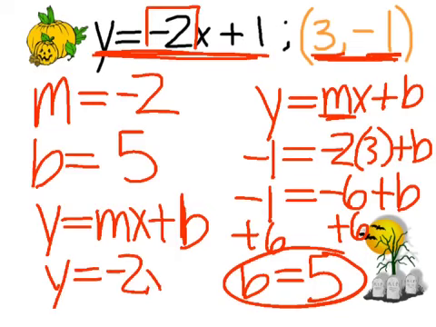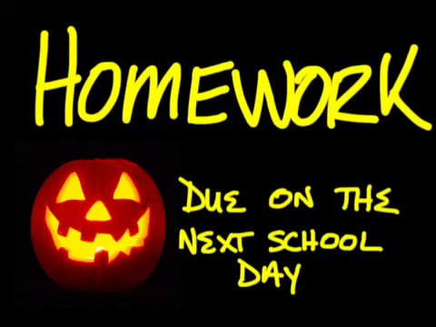So our final answer is going to be y equals -2x plus 5.